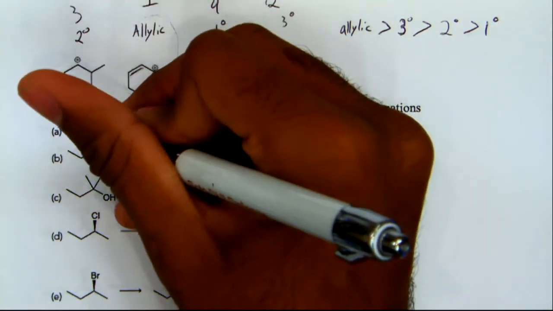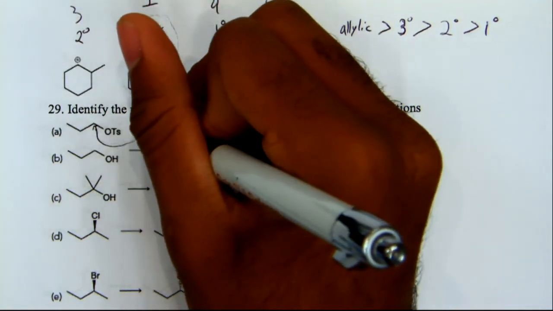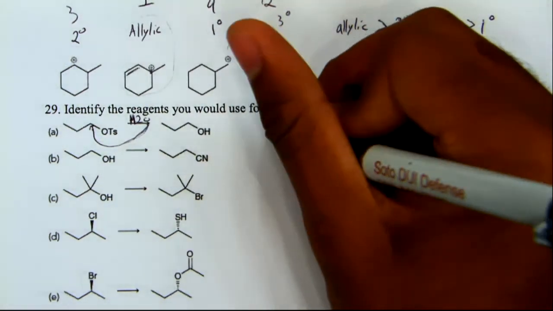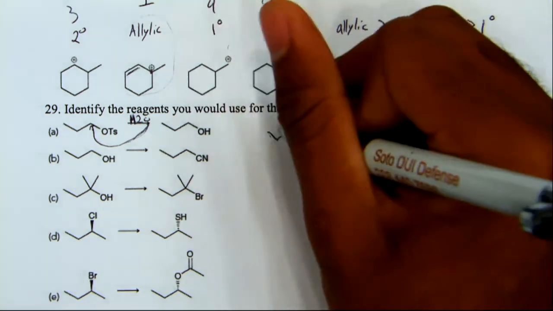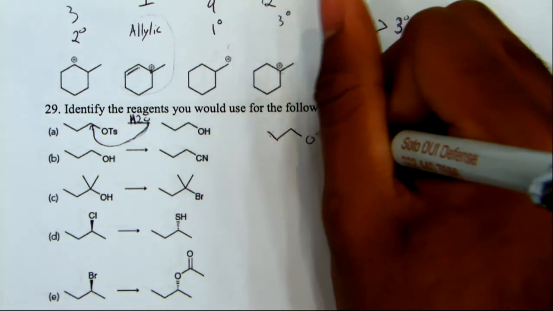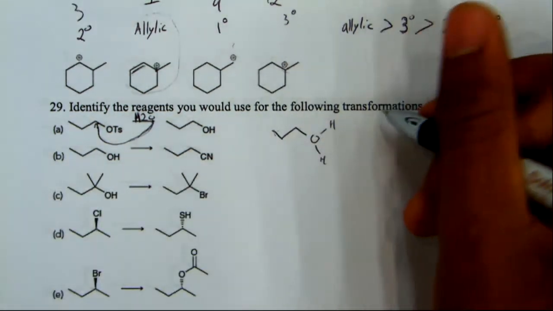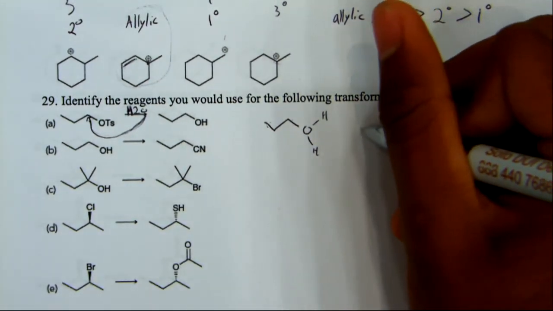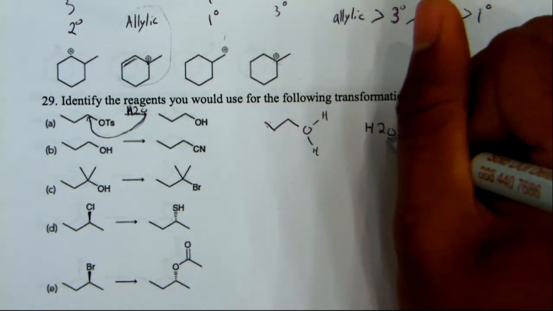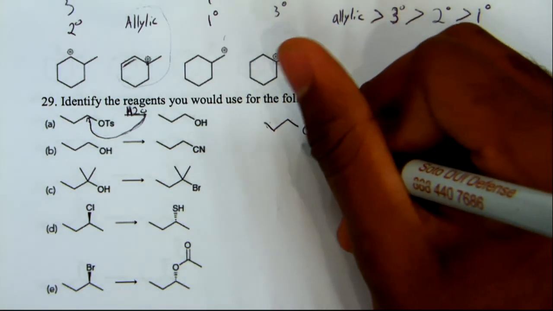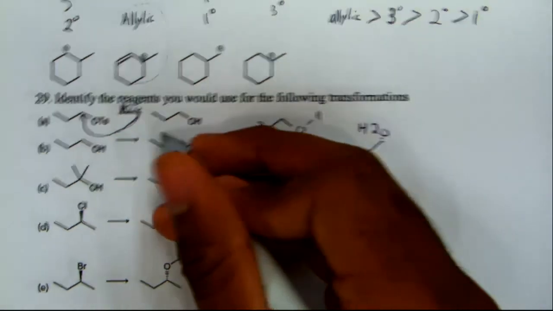water attacks here. At first it would just form, what's it, 1, 2, 3, 4. First it would form water sitting here, but because water is abundant, you could just use H2O again to deprotonate this, and then it would form into an OH, so then you'd get the product you wanted.